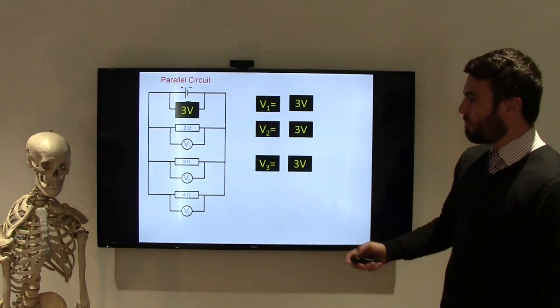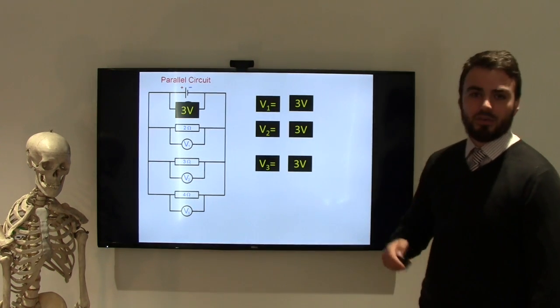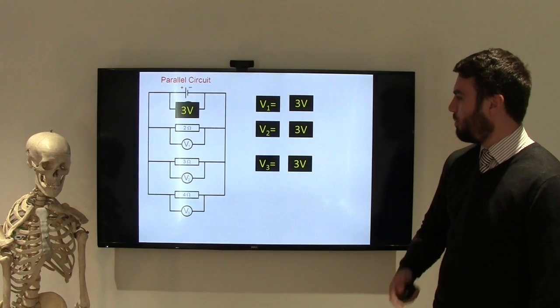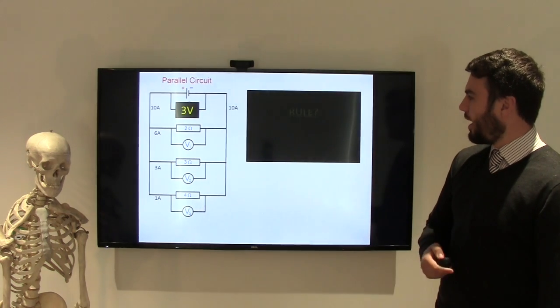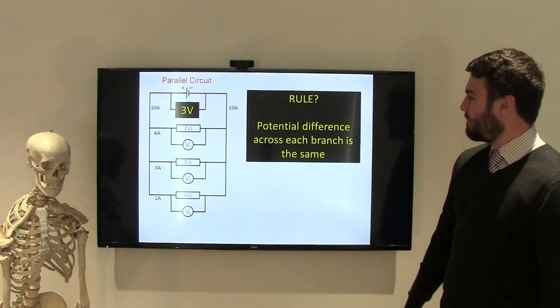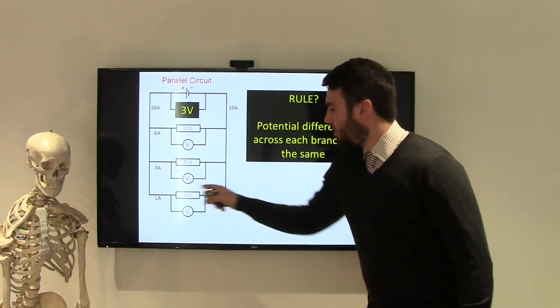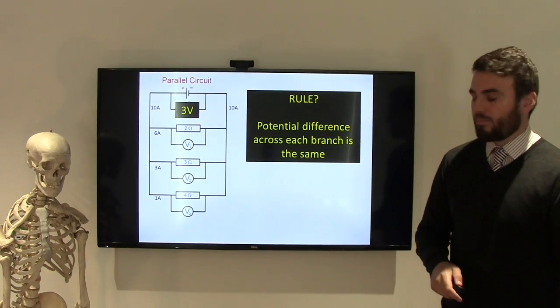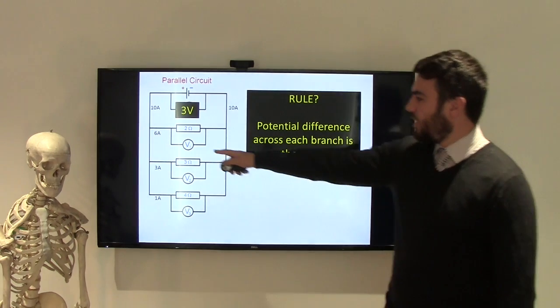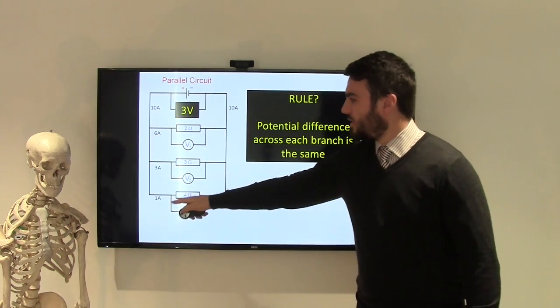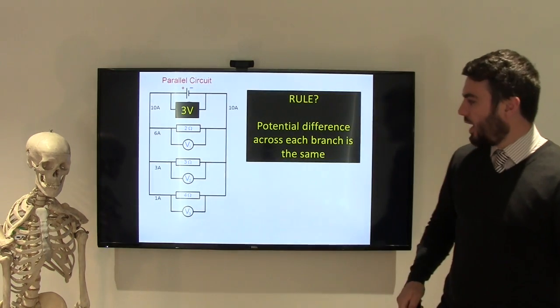Okay. So parallel is just the same as a series, just a bit more complicated, because I've got more than one loop. So how would I write this as a rule? Well, I would say the potential difference across each branch, 1, 2, 3, is the same. But, can you see that the current is different in each branch?